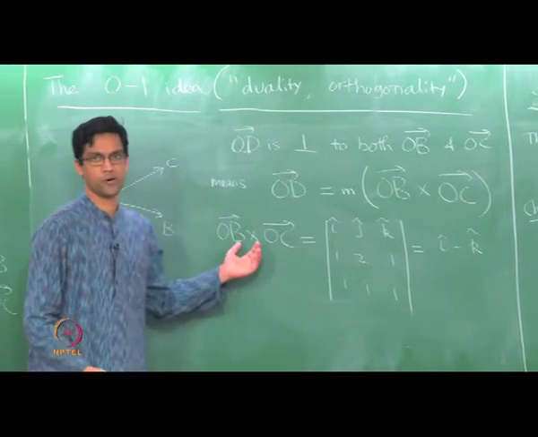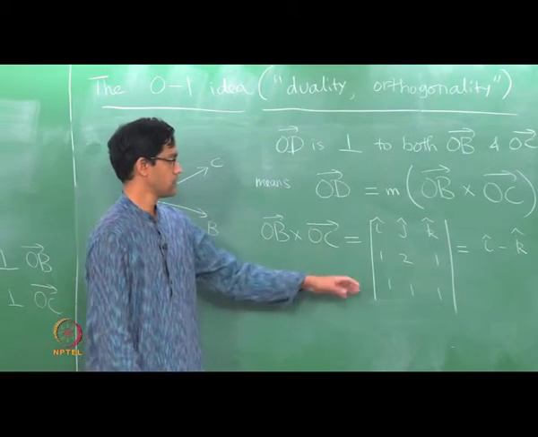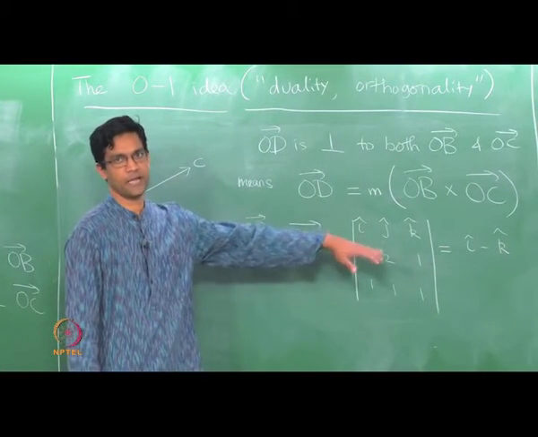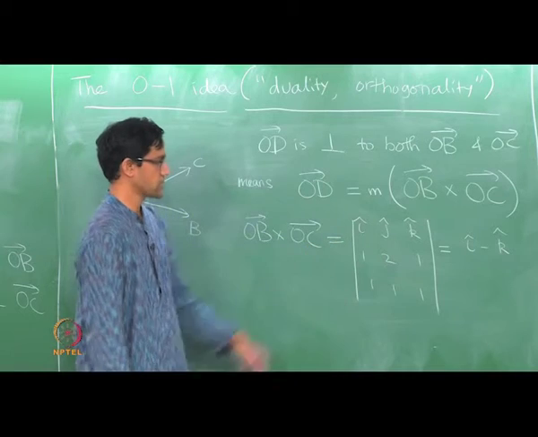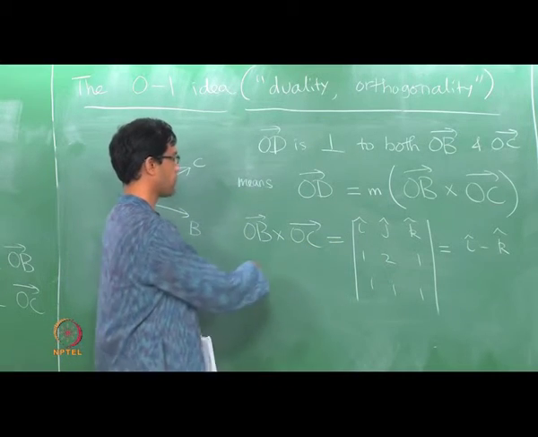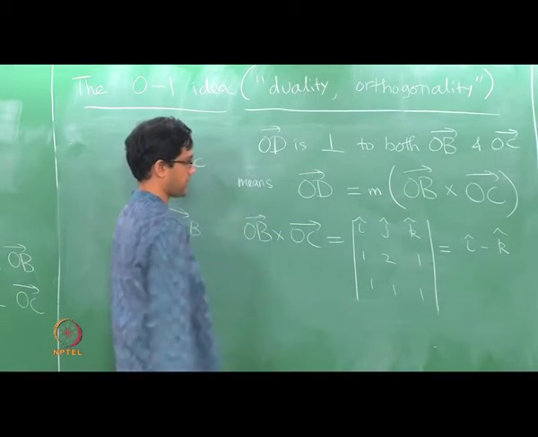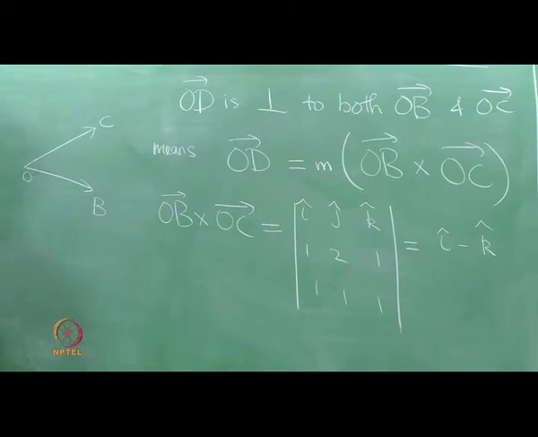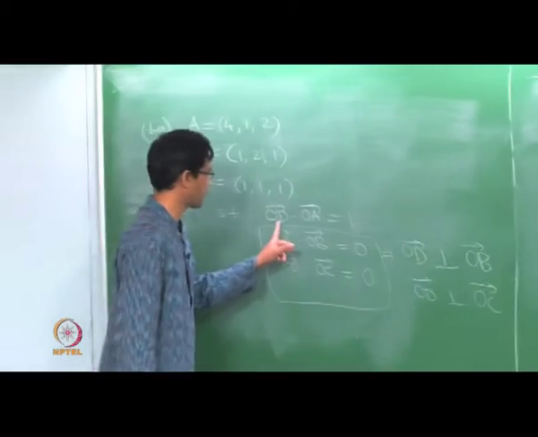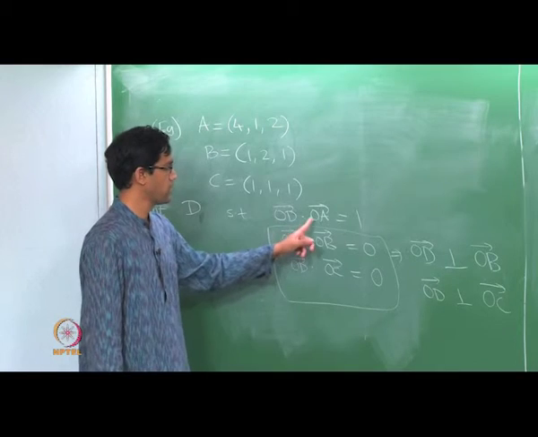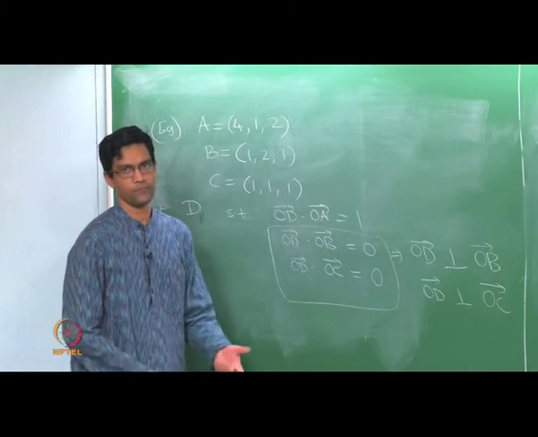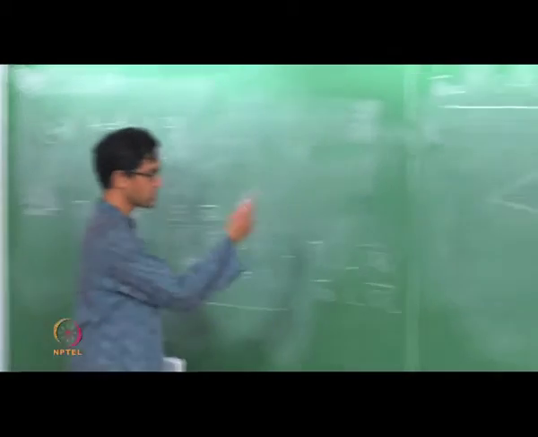If I compute the cross product of OB and OC using whatever rule you are familiar with, the answer turns out to be i cap minus k cap. So, I know therefore that OD is some multiple of that vector. Now, which multiple is given by the other condition that I know on OD. I know that OD is supposed to have dot product 1 with OA, right. So, that determines that multiple for me.